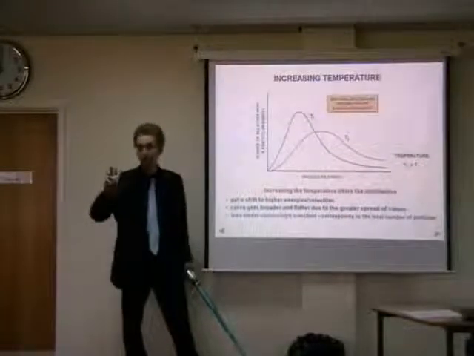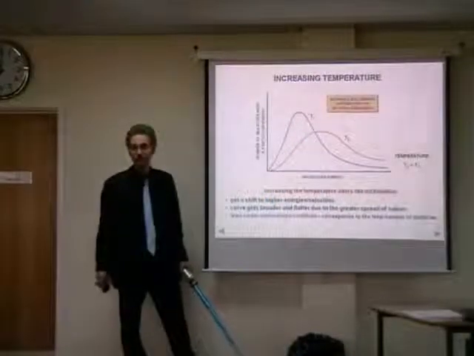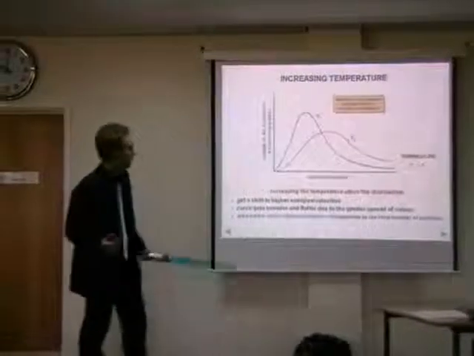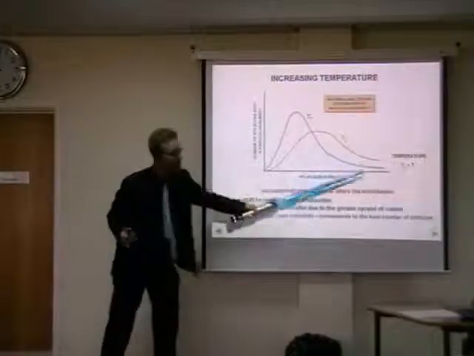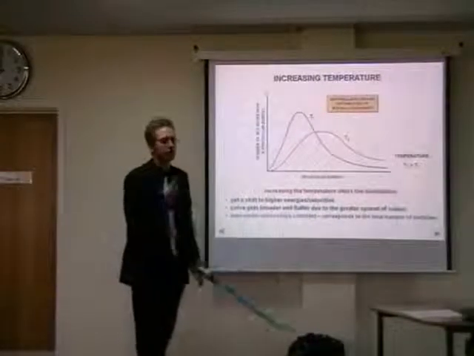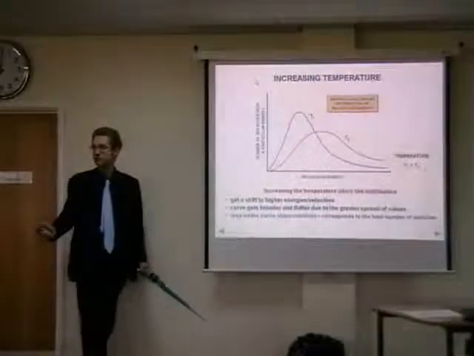Okay? 2 marks usually in an exam. Peak to the right and peak lower. Got it? Right. But the area under the curve stays constant. Why does the area under the curve stay constant? Don't have more particles. It's making sense, isn't it? Good.